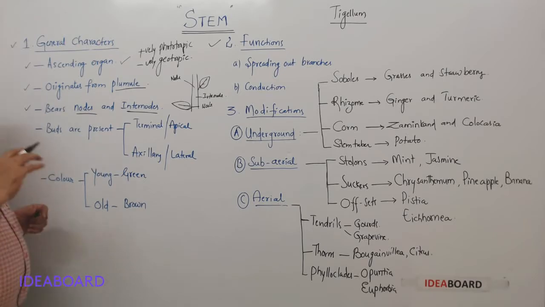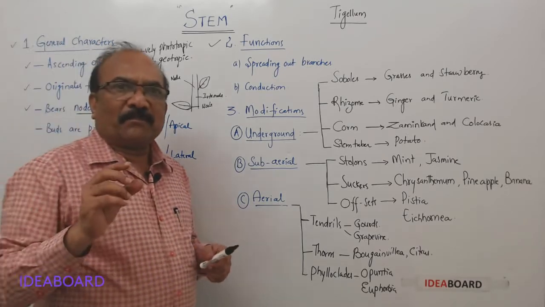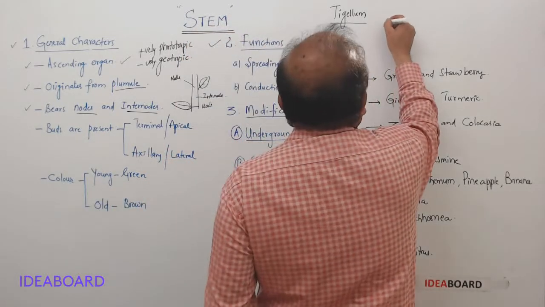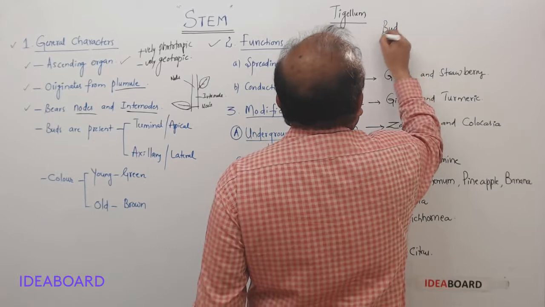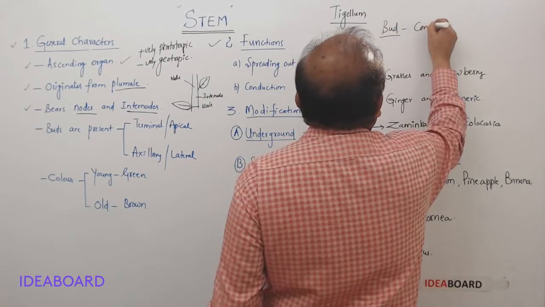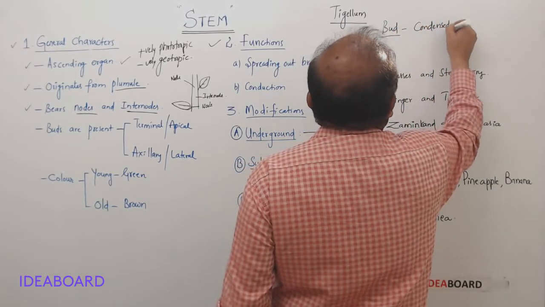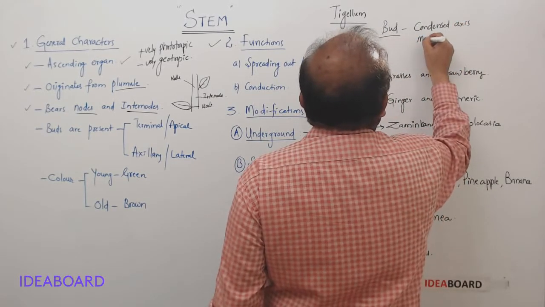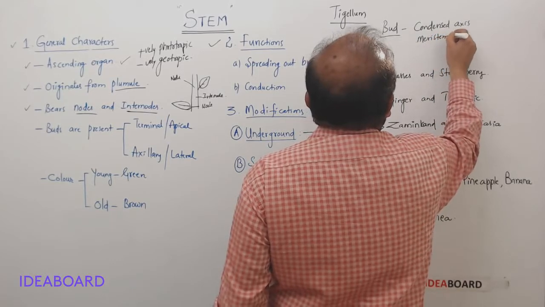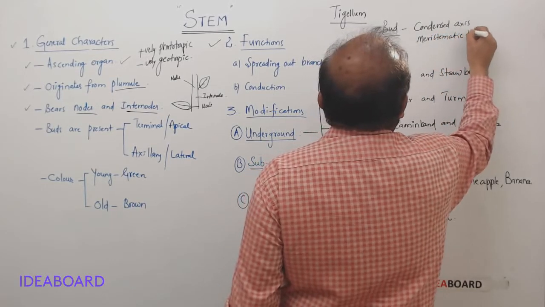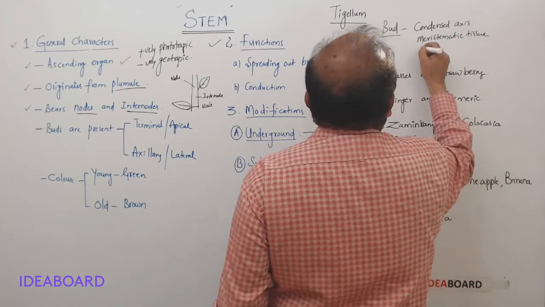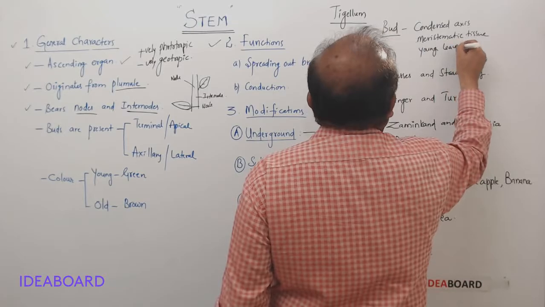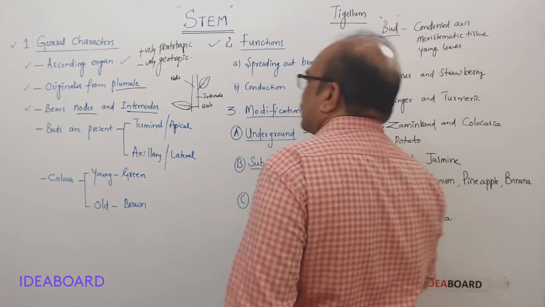And now on the stem you will find some buds. What are these buds? A bud is a condensed axis bearing meristematic tissue, protected by young leaves, is called a bud.